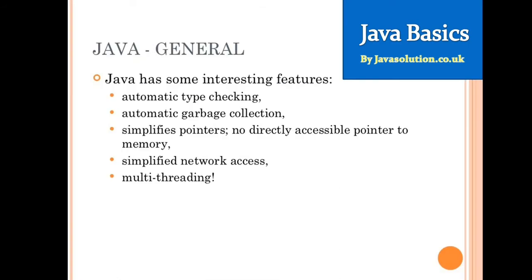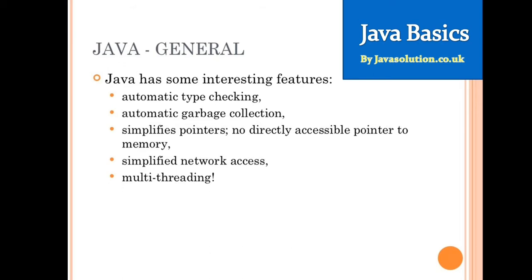Java has some interesting features. It has automatic type checking and automatic garbage collection. That means when you initialize an object or a primitive type, you don't need to ask to delete that from the memory. It will automatically do the garbage collection. The JVM has an internal garbage collector, which runs at some point, and it will look for null pointers or the objects or values which are null. It will try to remove them from the RAM.